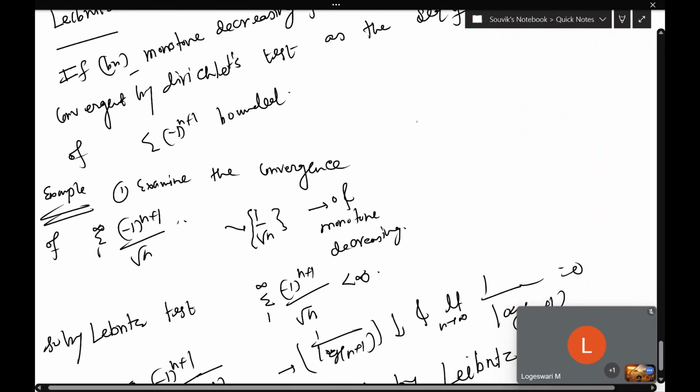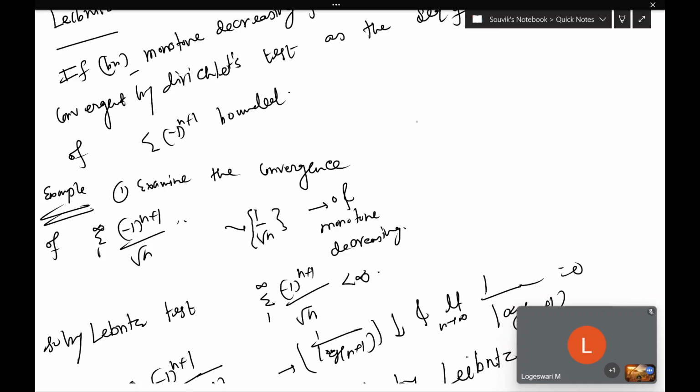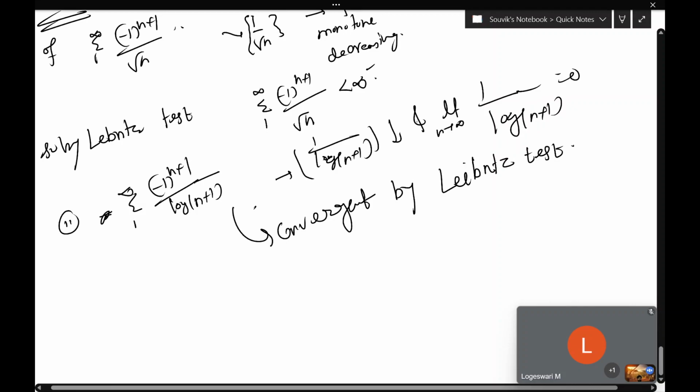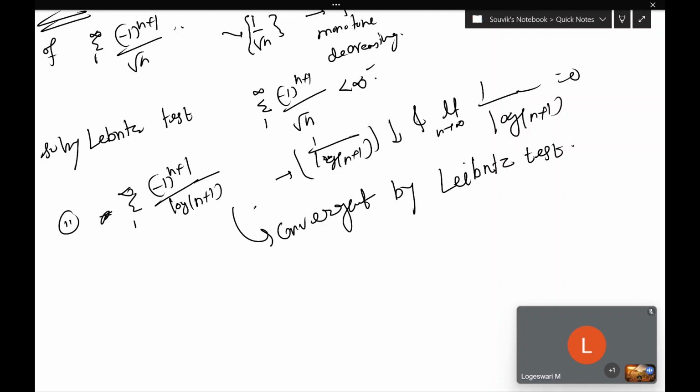So the first example is to examine the convergence of the series summation from 1 to infinity of (-1)^(n+1) by root n. These are actually direct applications of the Leibniz test, because 1 by root n is monotone decreasing to 0, so the alternating series converges. Similarly, the last one, (-1)^(n+1) by log(n+1): 1 by log(n+1) is monotone decreasing and converging to 0, so by the Leibniz test it is convergent.